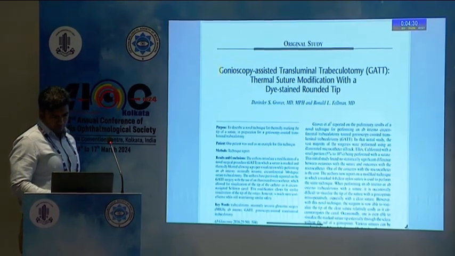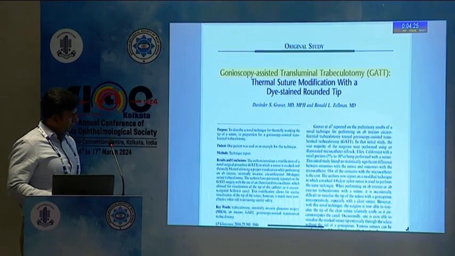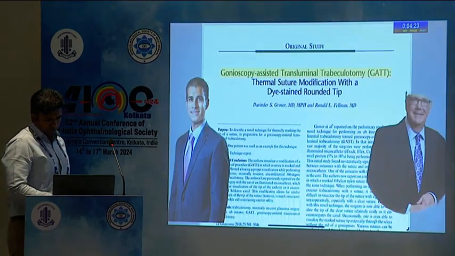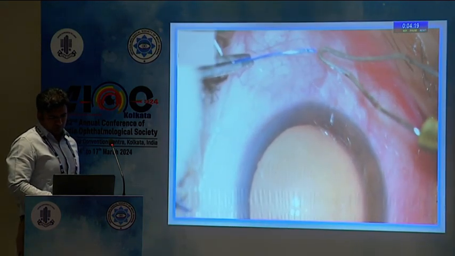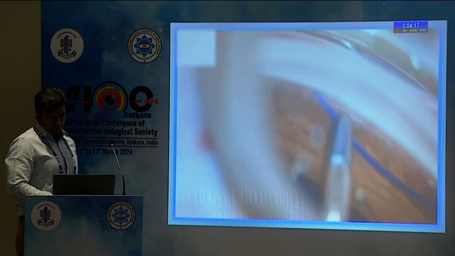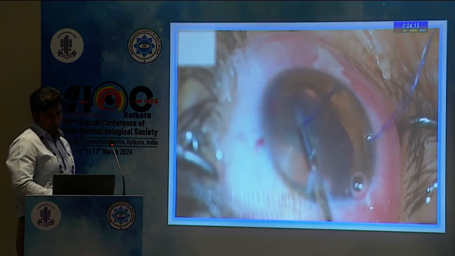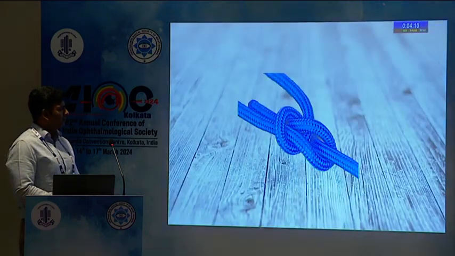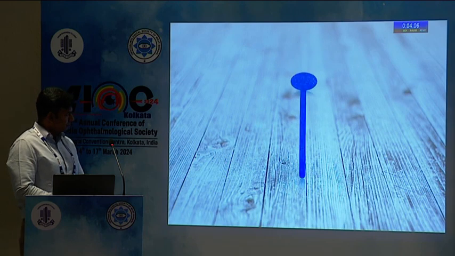We came across the gonioscopy-assisted transluminal trabeculotomy procedure developed by Dr. Davinder Grover and Dr. Ronald Feldman. In this procedure, the tip of a Prolene suture is cauterized to create a flange, which is then introduced into the Schlemm's canal, allowing a 360-degree trabeculotomy to be completed. This led us to the path of replacing the traditional knots with flanges.